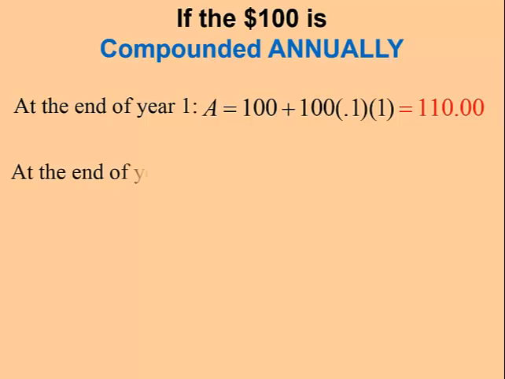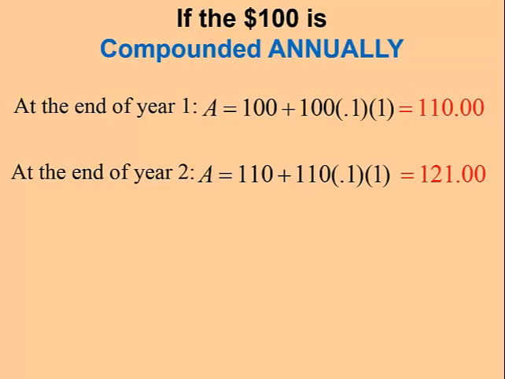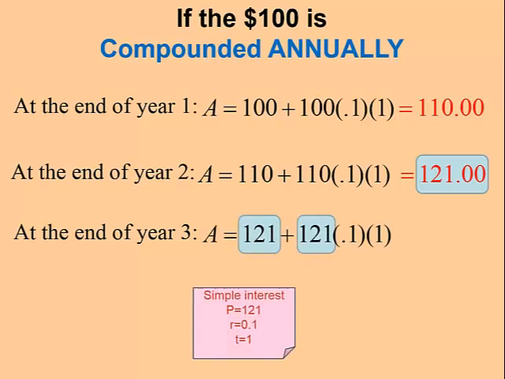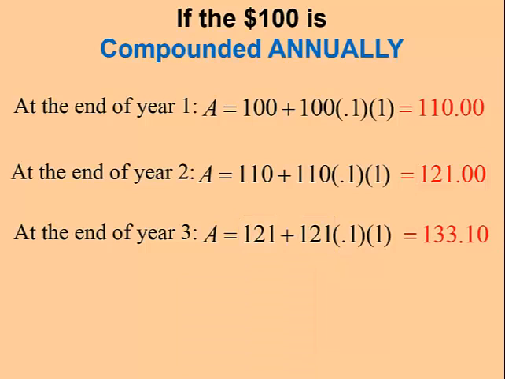For the second year, we're still going to use the simple interest formula, only the beginning sum of money is going to be the $110. So it's like we withdrew our $110 and then stuck it right back in the bank. And so figuring simple interest on $110 for 1 year, this is what we would have at the end of the second year. We could do the same thing for the third year, beginning with $121, figuring up how much it would be for 1 year. This is what we would have.